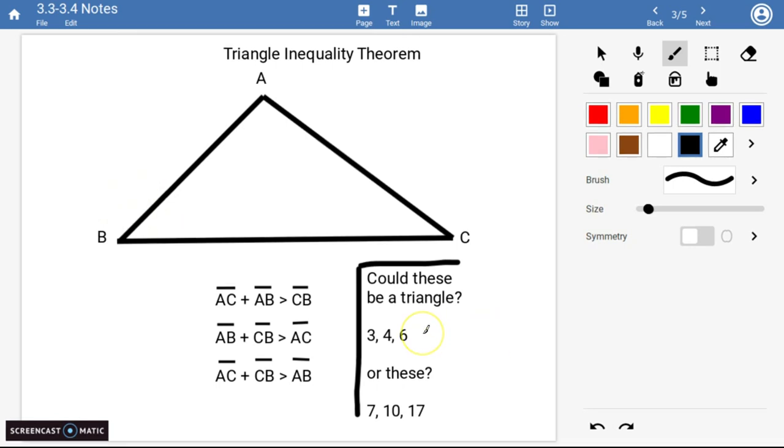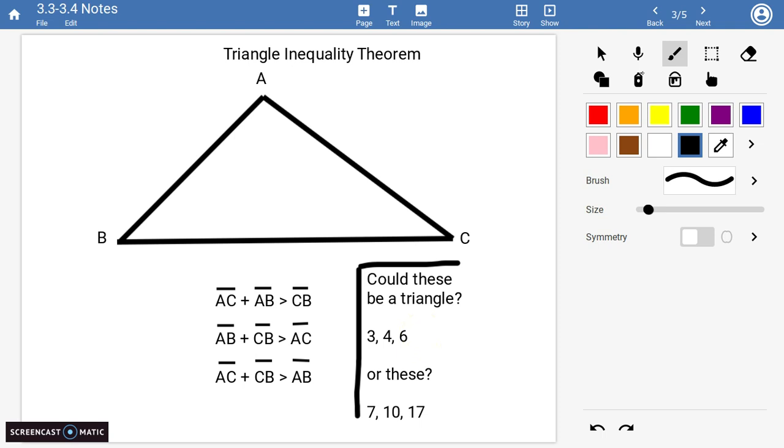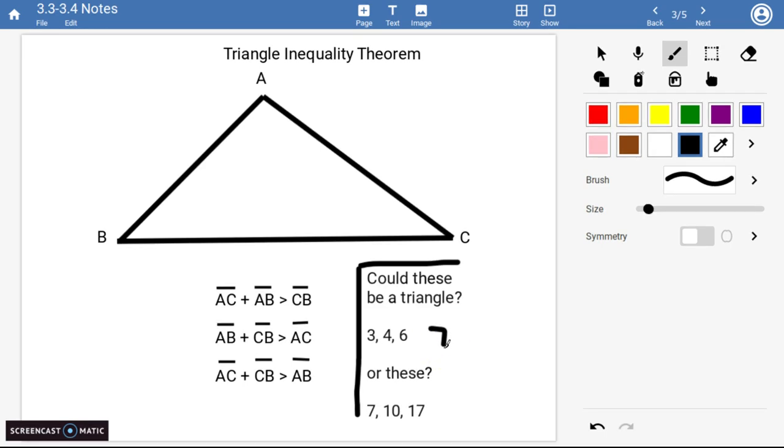So, could these be a triangle? Well, the easiest way is to take the 2 smallest numbers, add them, and see if the sum is greater than the last number. If so, then it could be a triangle. If not, then it's not. So 3 plus 4 is 7. Is that greater than or less than 6? It is greater than. So yes, with those lengths, it could be a triangle.